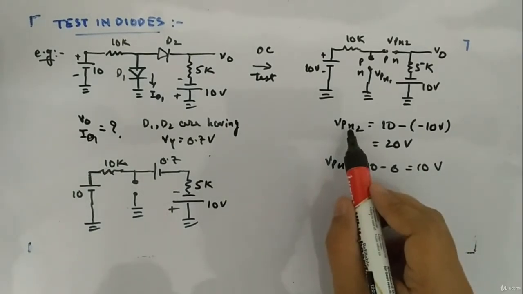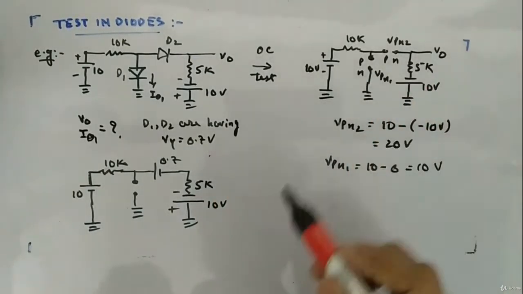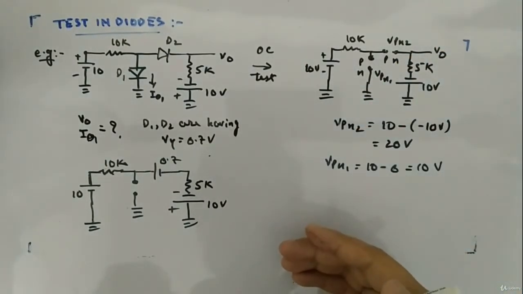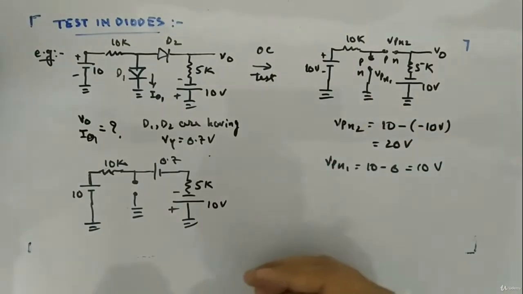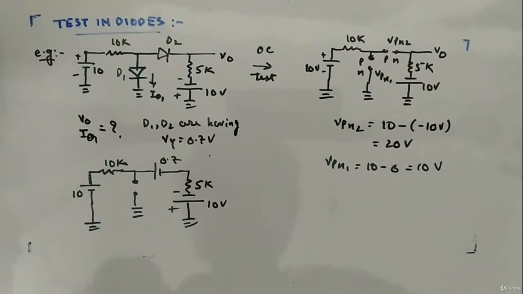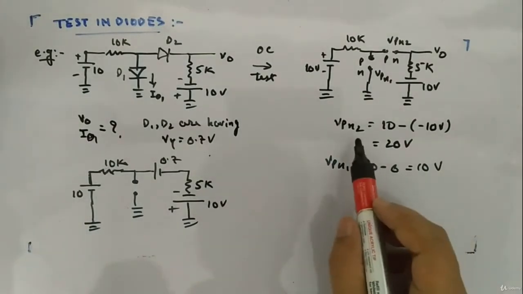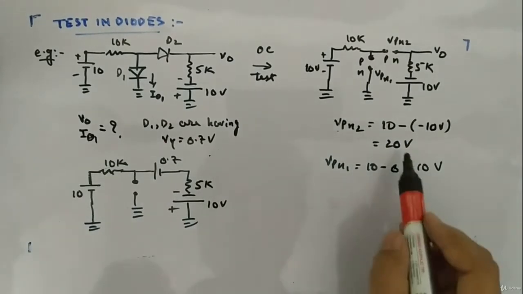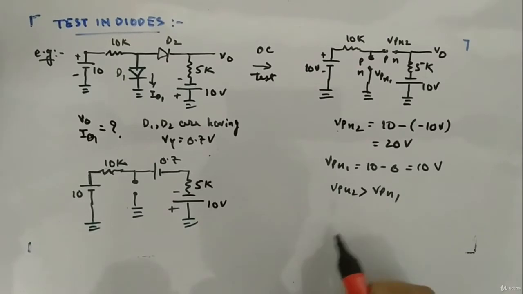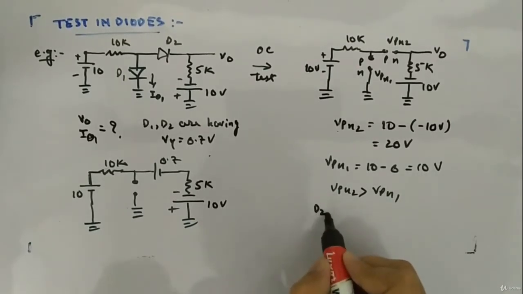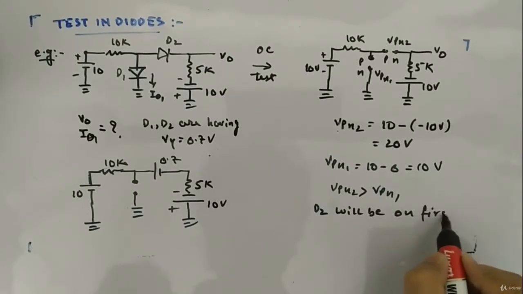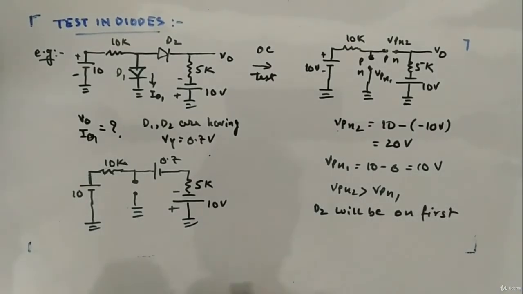So you saw that the cut-in voltage is same for both the diodes. If any one of them had less cut-in voltage, that would have turned on first, but since we have the same cut-in voltage, no need to worry. So we saw that Vpn2 is greater than Vpn1, so it means D2 will be on first. Okay, D2 will be on first.